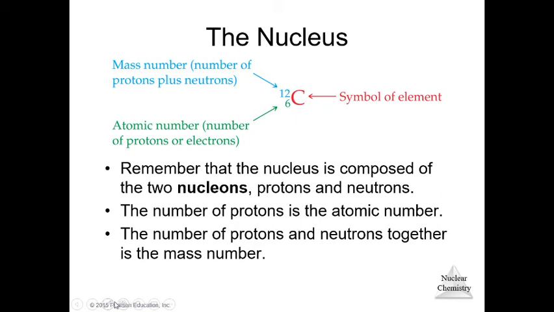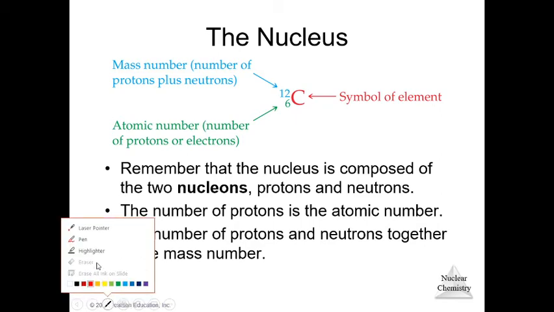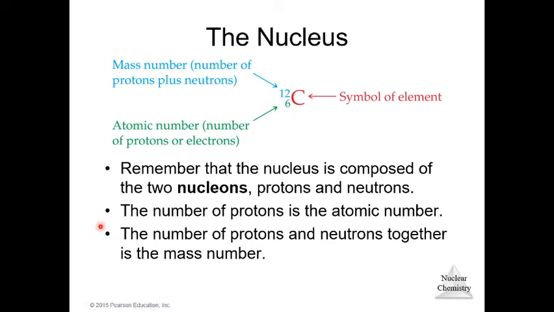Let me bring up my little highlighter thing here. How about let's try the laser pointer. Alright, so here's your chemical symbol with the C. Here my example is carbon 12. So I've got a capital C for carbon.